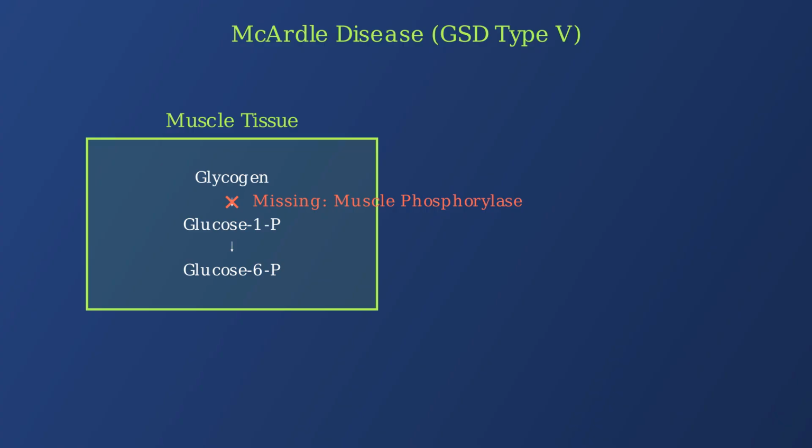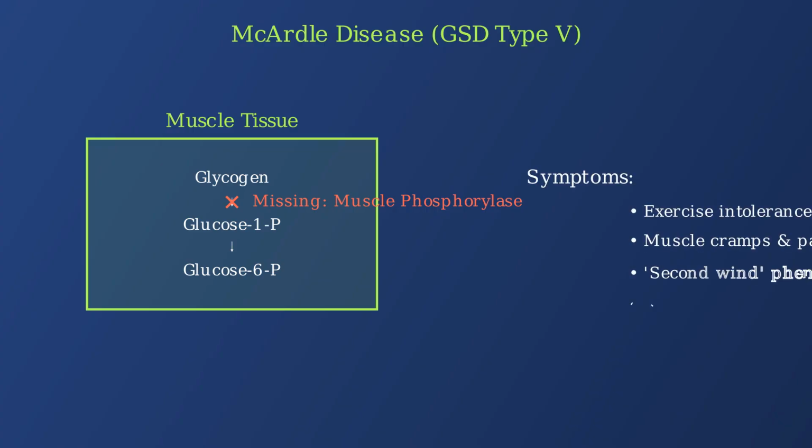This prevents muscles from accessing stored glycogen during exercise. Patients with McArdle disease typically experience exercise intolerance, muscle cramps, and pain when physically active. They may also experience the second wind phenomenon, where symptoms temporarily improve after rest or continued mild exercise.